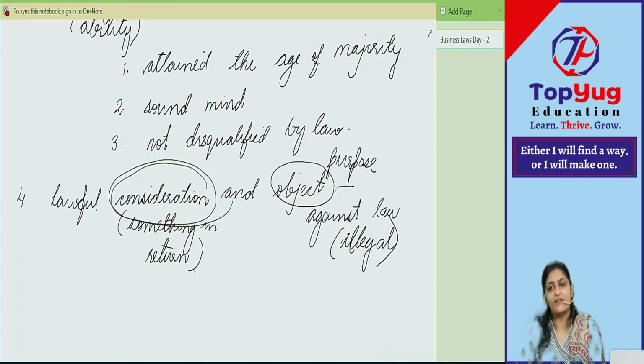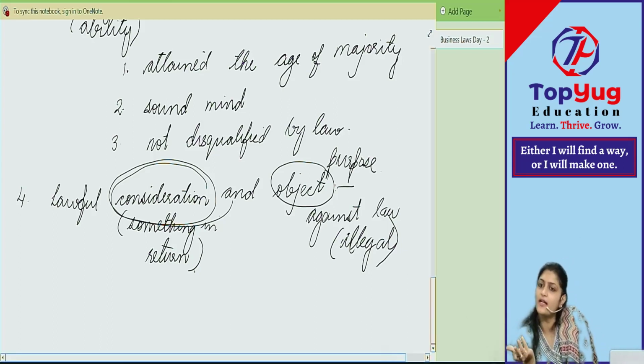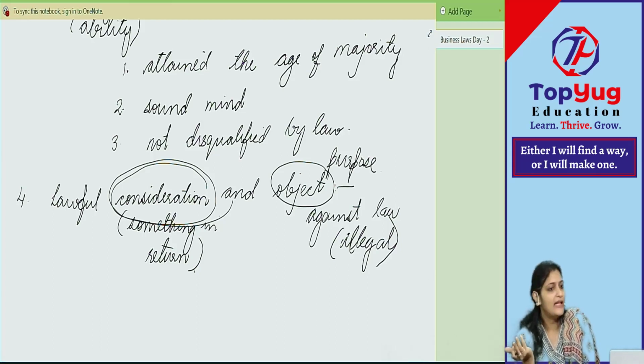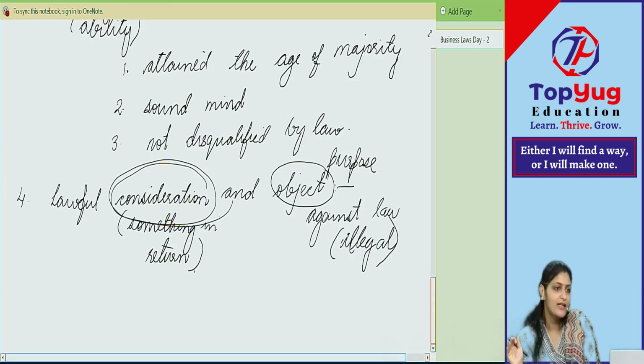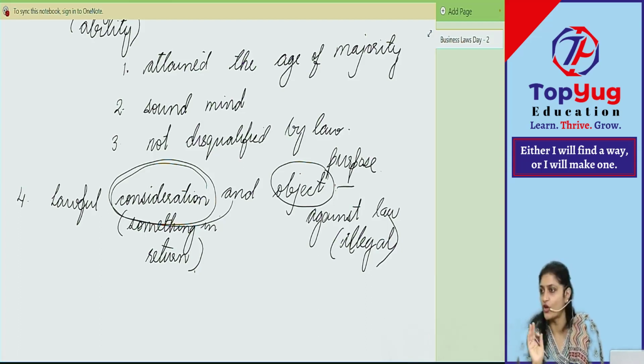I will pay you 5 lakh rupees, go and smuggle goods for me. Do smuggling for me, I will give you a commission of 5 lakh rupees. So the motive, the object behind the contract is what? Smuggling of goods. Is it lawful? No, it is something which is illegal. Therefore, not a contract. Clear with this? Not a valid contract. It is just an agreement, not a contract.